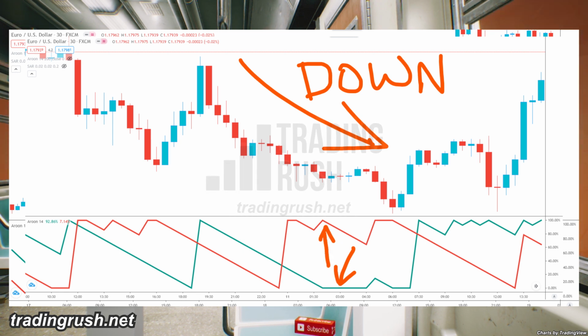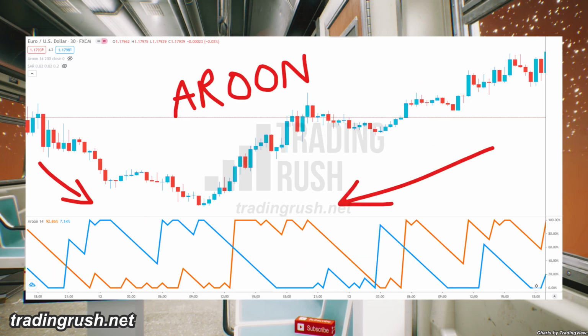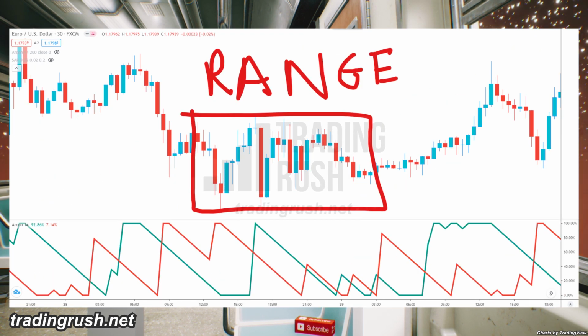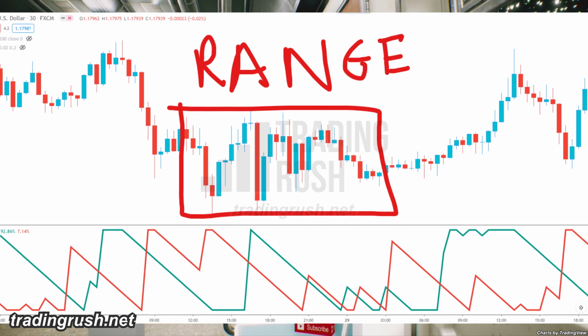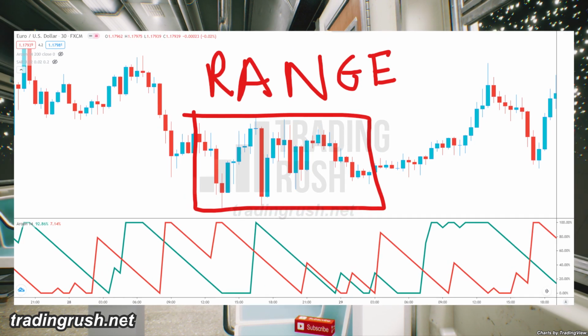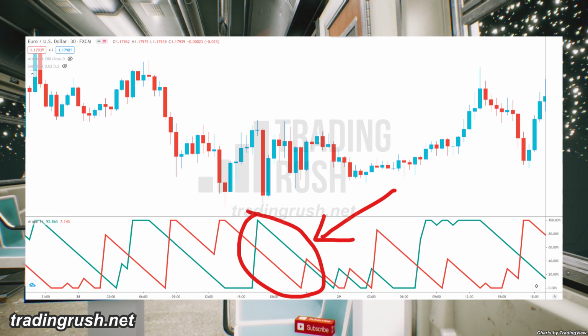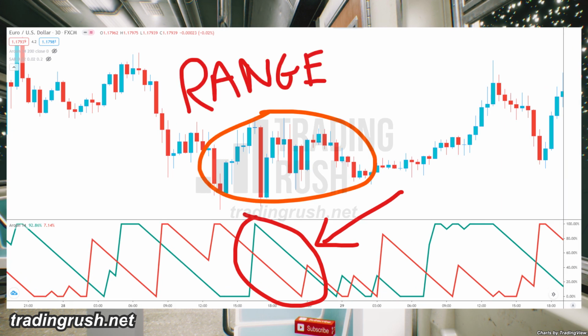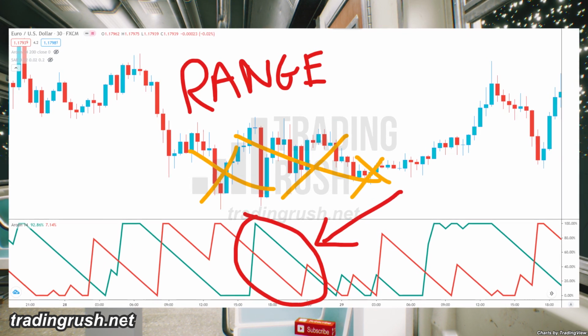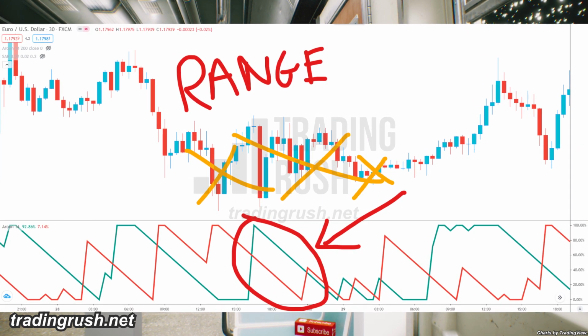Now, one of the best parts about the Aroon indicator is that it helps to identify the range market. Most new traders lose money in a range market, so indicators like these really come in handy. When the Aroon up and Aroon down lines are parallel to each other, the market is said to be in a range. It means that there is no trend going on. And if you are a new trader, you should probably avoid taking new positions.